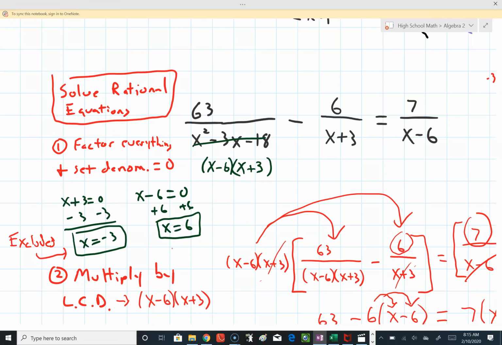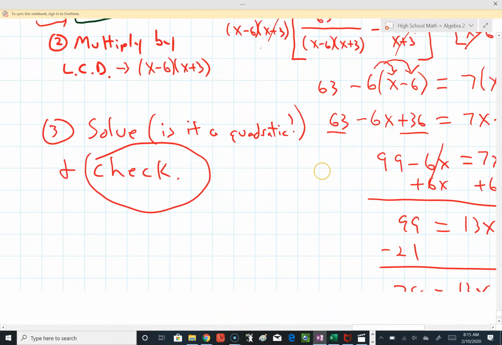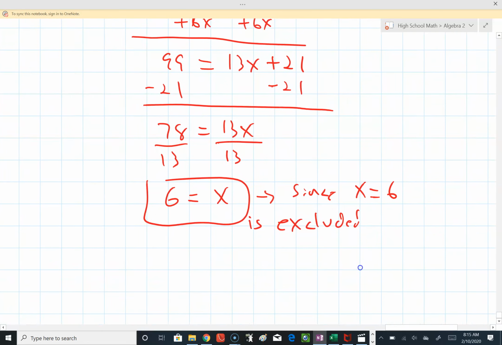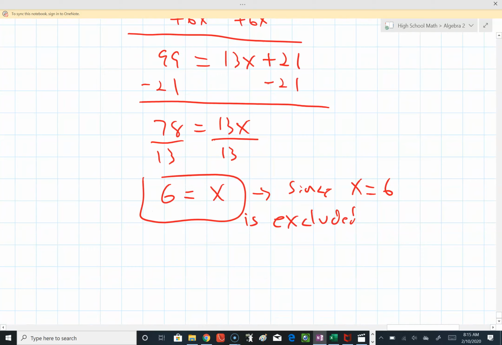All right. Okay. So x equals 6 solves this modified one, but since x equals 6 is excluded, what made it excluded again? What makes what equal to 0? What cannot be 0? Good. Since x equals 6 is excluded, it made the denominator equal 0. Can't divide by 0. There are no solutions.